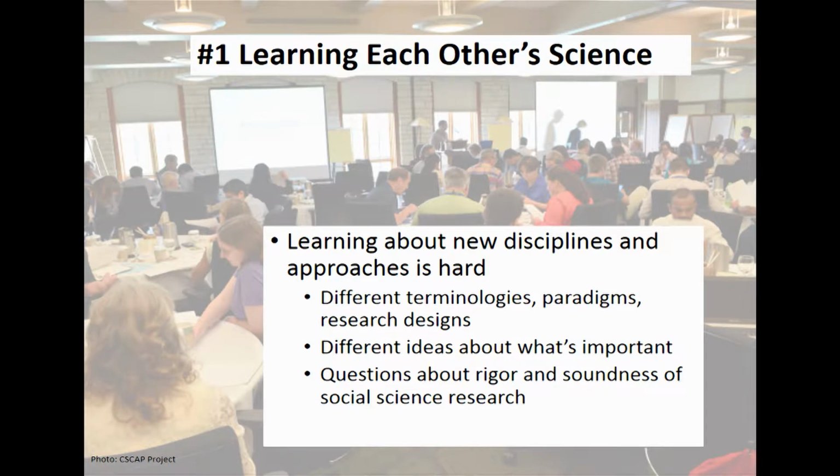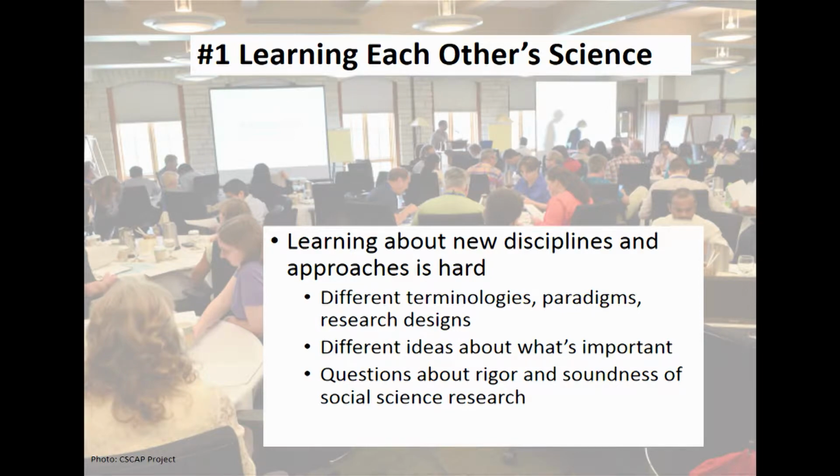The thought of learning somebody else's science can be intimidating because, after all, that's what we have disciplines for, right? We specialize and we get to be experts in our disciplines. So learning somebody else's science is hard because there are different terminologies, different paradigms, different research designs. For example, in social science, we very rarely do experiments. In natural science, experiments are the basis of everything. In social science, at least historically, we tend to get in trouble when we do experiments, so we shy away from that.